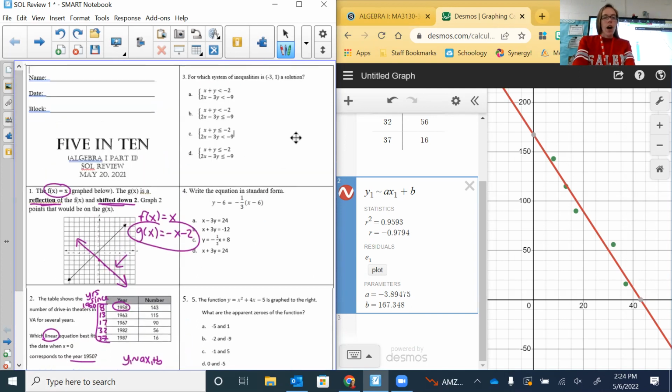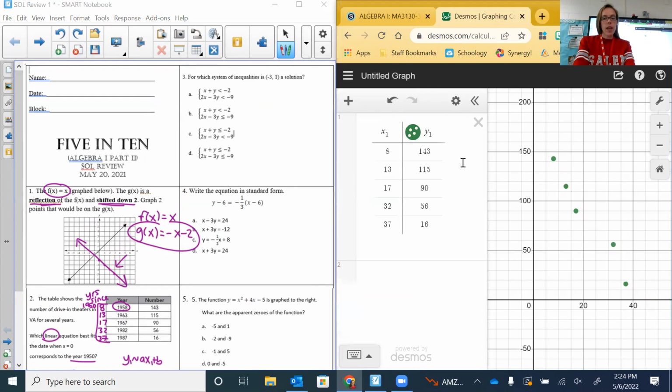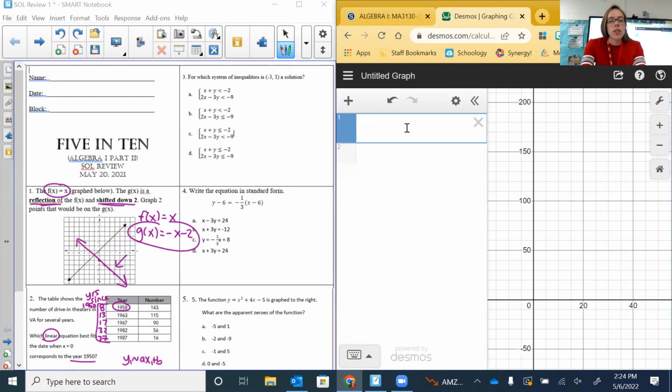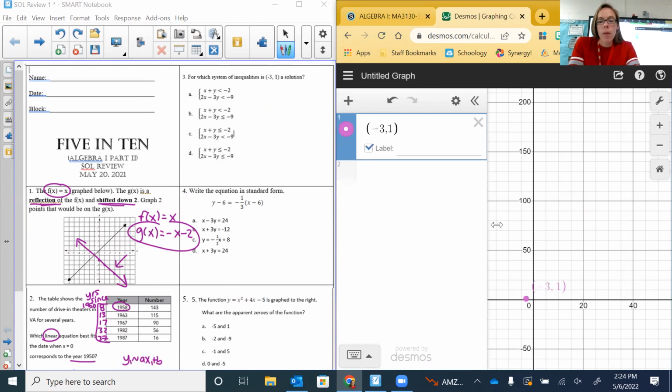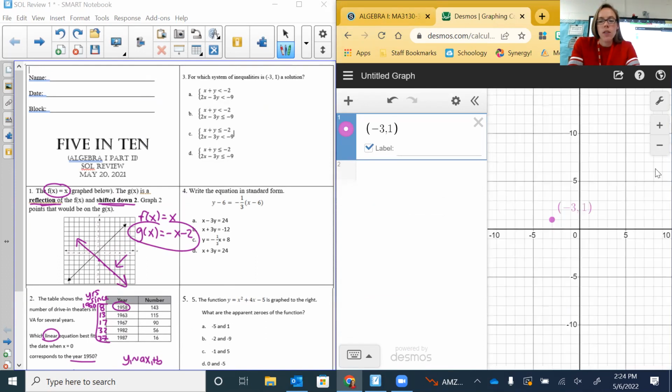All right, number 3, I'm going to use Desmos once again, so I'll keep this open. It's asking me for which system of inequalities is -3, 1 a solution. So I'm going to go ahead and put that point in, -3, 1. If you check the label button, it will nicely label it. Also, I'm zoomed kind of weird right now, so I'm going to hit the home button to zoom in to like a 10 by 10 coordinate plane.